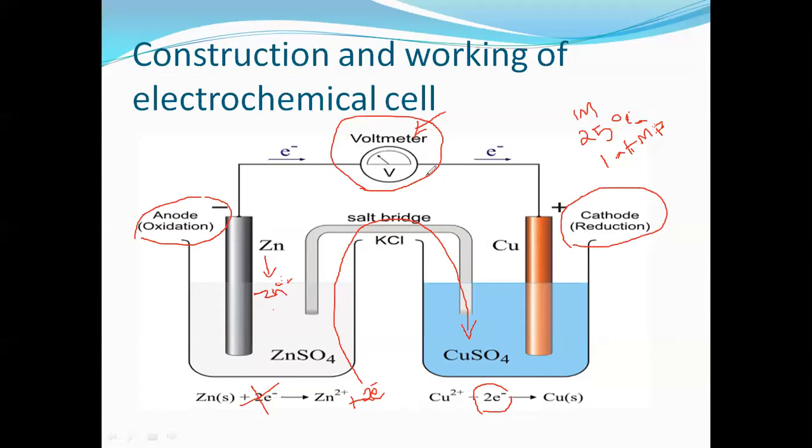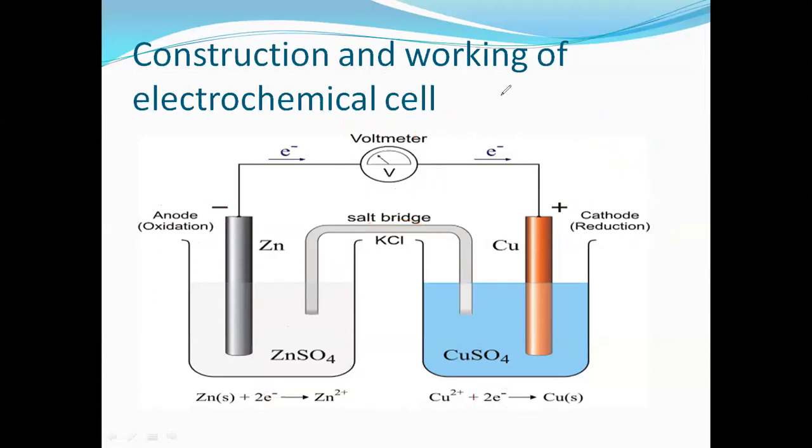The amount of voltage which is developed under an SEP condition, the amount of electricity that is produced when the zinc is placed in the zinc sulfate and the copper is placed in the copper sulfate at 1 molar concentration, at 25 degrees centigrade and 1 atmospheric pressure, we can identify in the voltmeter. Okay, now it is about the electrochemical cell or the galvanic cell.